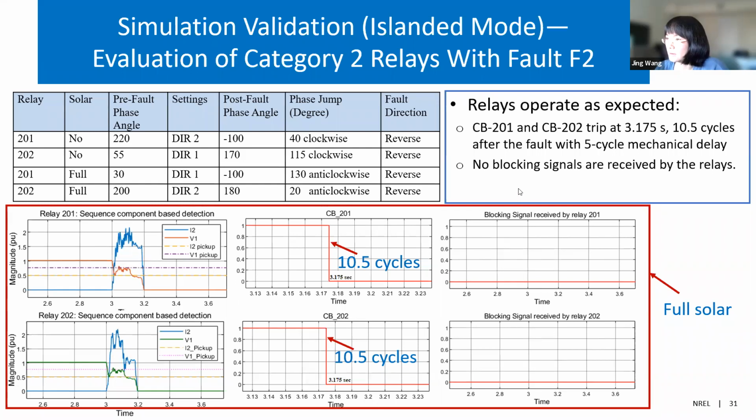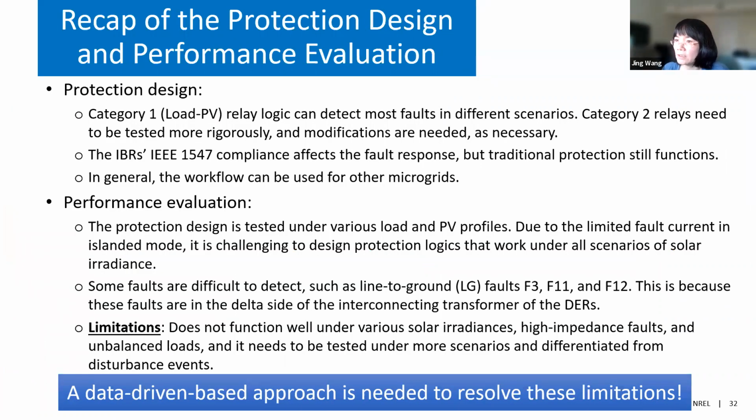It also shows the circuit breaker operates as expected. Now, I would like to recap the protection design for this work using the traditional protection. We can see category 1 relay works pretty well under all different scenarios, but the category 2 relay needs more testing and modification if conditions are changed, for example, different solar irradiance, different PV operation mode, etc. And the 1547 compliance affects the fault response, but the traditional protection still functions. In general, the workflow we designed in this work can be used for other microgrids as well.